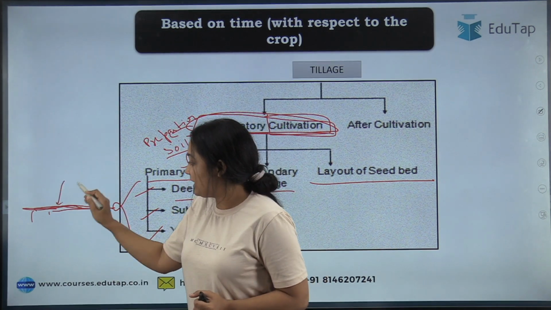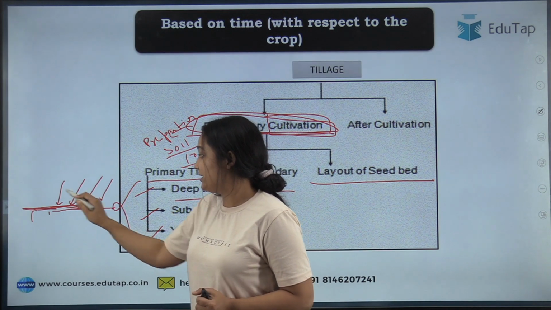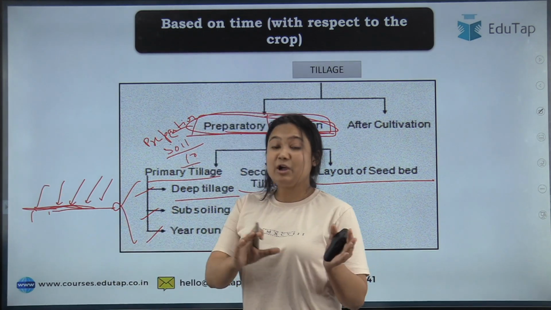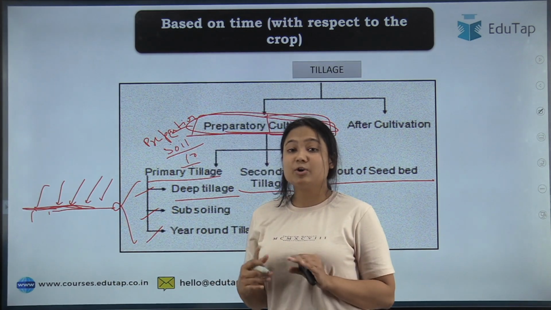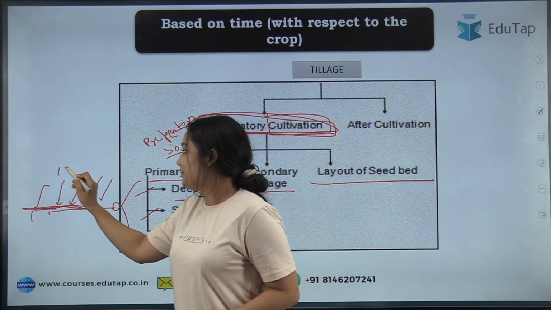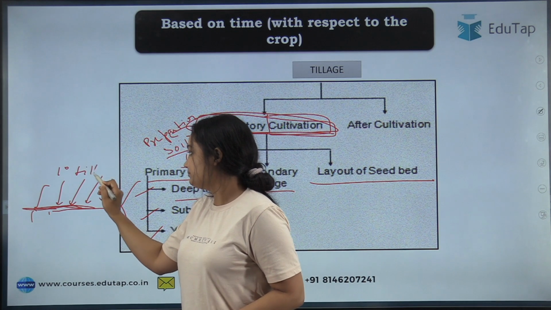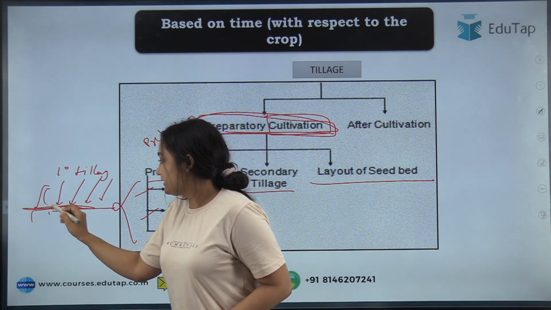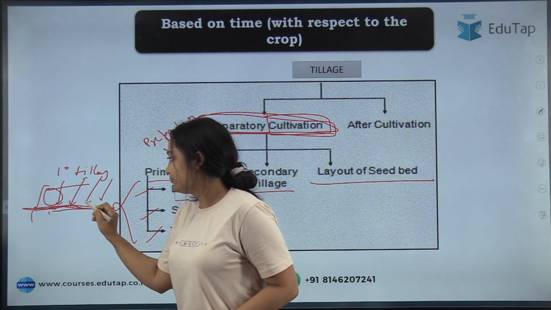Okay, it won't be able to penetrate and absorb anything. Or you have bought a new land and now you want to grow some crop in it. The land is hard. So what will we do? You will apply primary tillage there. You will take the help of some tractor.